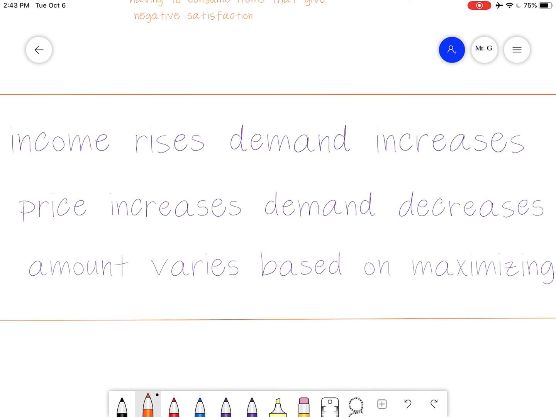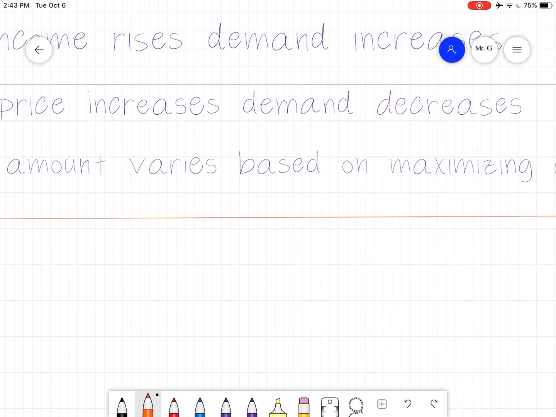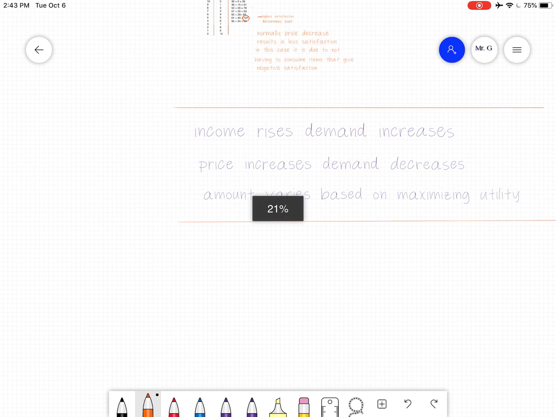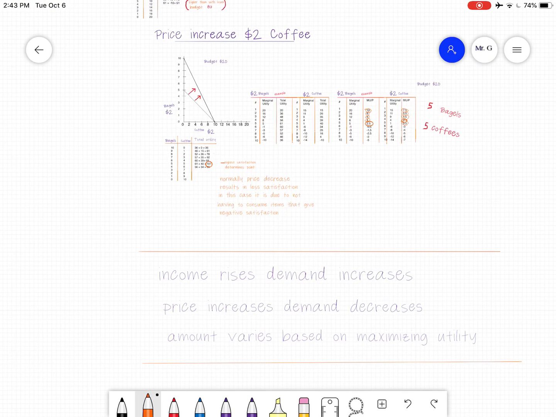And the amounts always vary based on maximizing our utility. So how much things change, we don't know, because we're trying to maximize our utility, and we go through this process of, well, I really want this even though it's more expensive. So we look at the utility factor of things when trying to make our choices. Okay, so that is essentially 6.2.